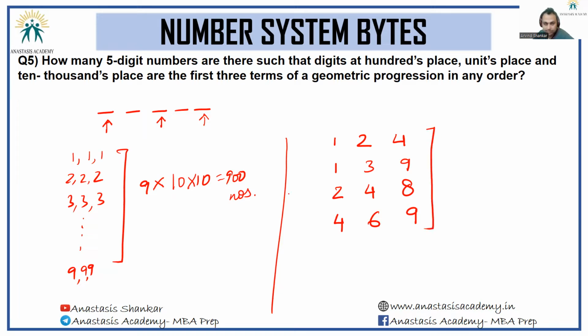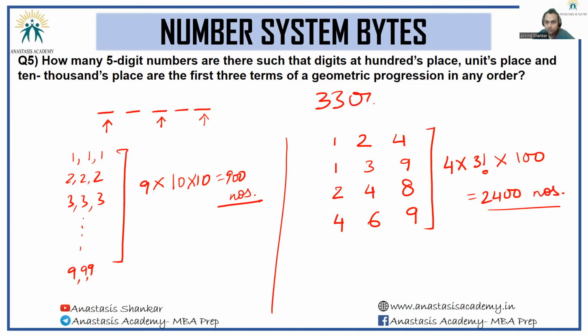So in this case, if I were making cases, there are 4 such cases. Because all the numbers are distinct, they can rearrange themselves in 3 factorial ways. And then the remaining 2 blanks can be filled in 100 ways, as was always the case. So we get 2400 numbers from here. So I've got 900 here, 2400 here. Altogether, how many total numbers? The answer will be 3300 numbers.